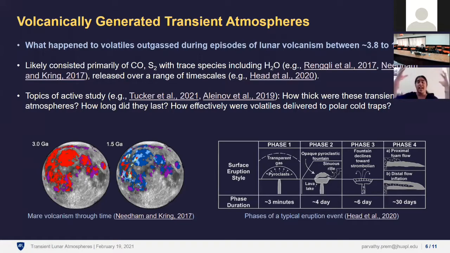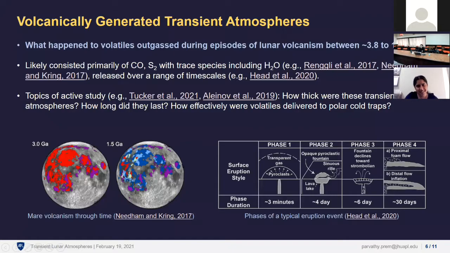So when you have a volcanic eruption, that not only brings magma to the surface, it also releases volatiles. So you have gases that are dissolved in that magma, and when it erupts, those gases are also released out onto the lunar surface. And so the question is, what happened to those volatiles that were outgassed? What were they, and what happened to them? And did they form a transient atmosphere? This is something there's been a whole lot of interesting work on recently.